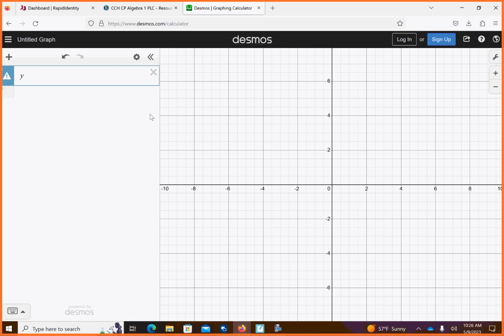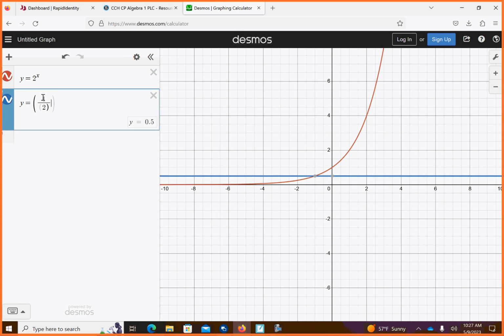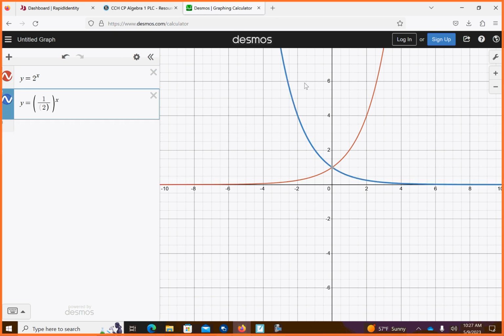All right, so y equals 2 raised to the x. Actually, what was the problem we did? We had 1/2, right? So let's do y equals 1/2 raised to the x. Oops, I did something wrong. I got too many parentheses in there. It should be to the x. Let me figure this out.